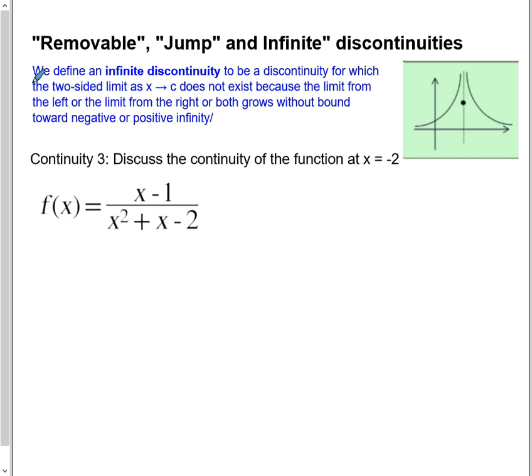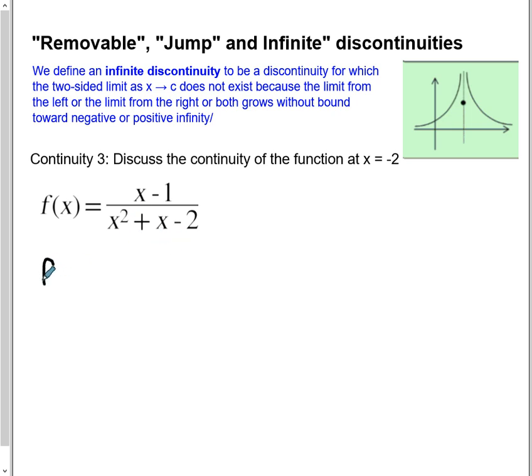Finally, the last kind of discontinuity that we discuss is called an infinite discontinuity, and we define it this way. It's going to be a discontinuity for which the two-sided limit as x approaches c does not exist, but this time, because the limit from the left or the right both grows without bounds towards positive or negative infinity. In other words, if you remember anything about rational functions, we're talking about the location of a vertical asymptote. But to illustrate the point here, let's talk about the function f of x equals x minus 1 over x squared plus x minus 2.